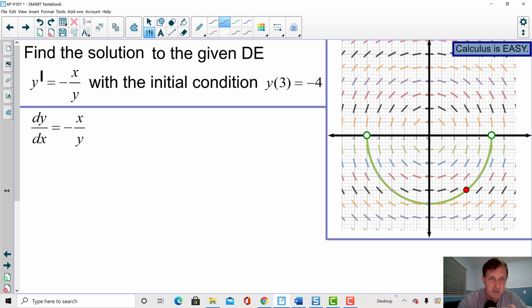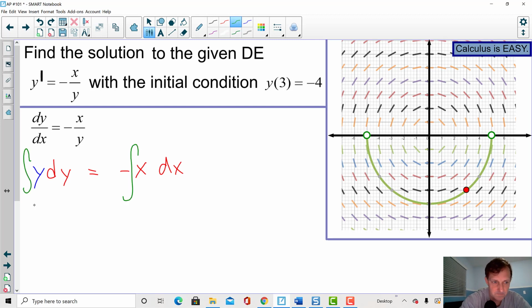Now our first step in finding the solution to the differential equation is to change the y prime to dy/dx. Remember, these are all going to be separable differential equations. So our first step is to separate the x's and the y's. I'm going to multiply both sides by dx, and I'm going to multiply both sides by y. Now I can do the integral of both sides. On the left side, we get y squared over 2. On the right side, we get -x squared over 2. And we need to put a plus c on one of those sides. I'll put it on the right side.